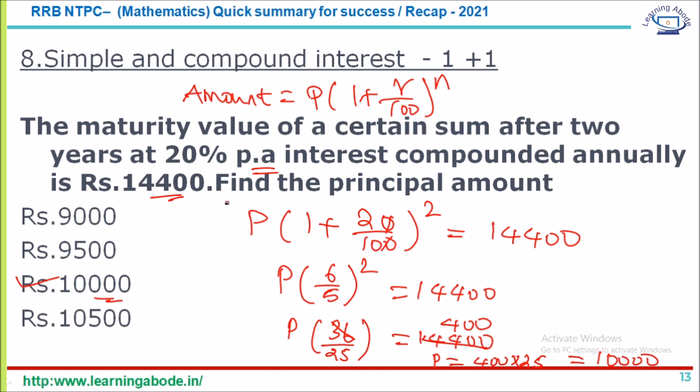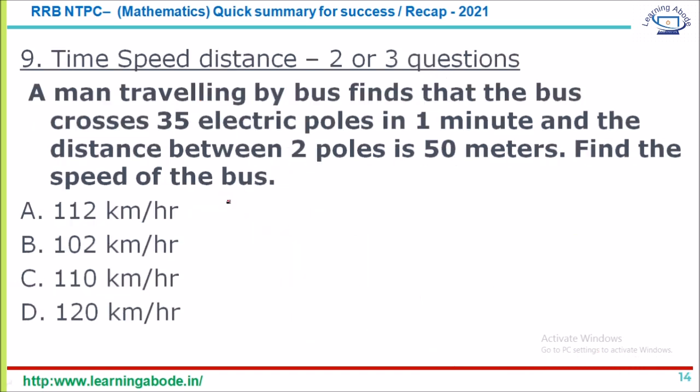Ninth type, time, speed and distance, very important area. So 2 or 3 questions. See, if you look at all the topics, the level is very simple. It is not tough level at all. Probably it's like 8th standard level is what is often asked. 8th standard level, 10th standard level is what is often asked. So here, as a time, speed, distance, a very simple question.